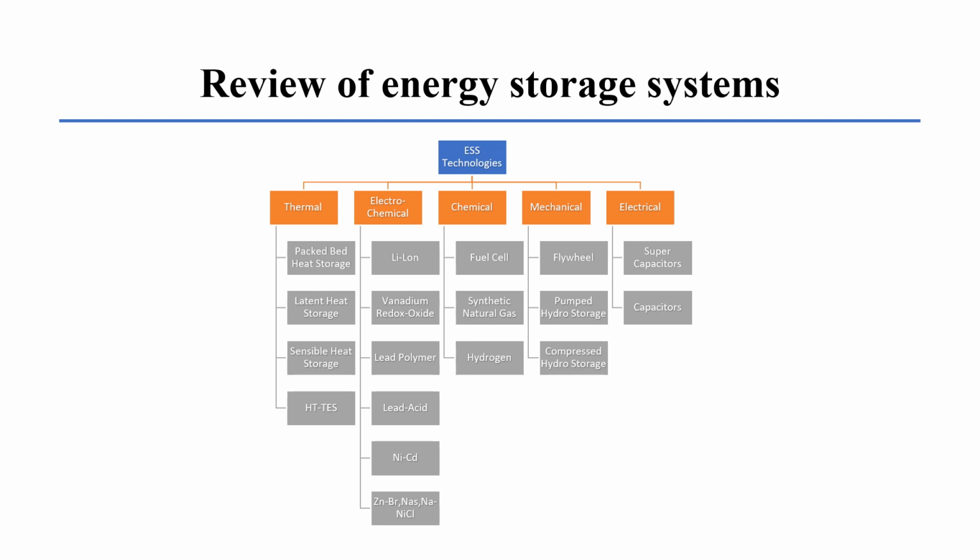Let's go to mechanical. There are three types of energy storage system. The first is flywheel, the second is pumped hydro storage, and the third is compressed air storage. The last category is electrical. There are two types of electrical storage system. The first is supercapacitor and the second is capacitors.